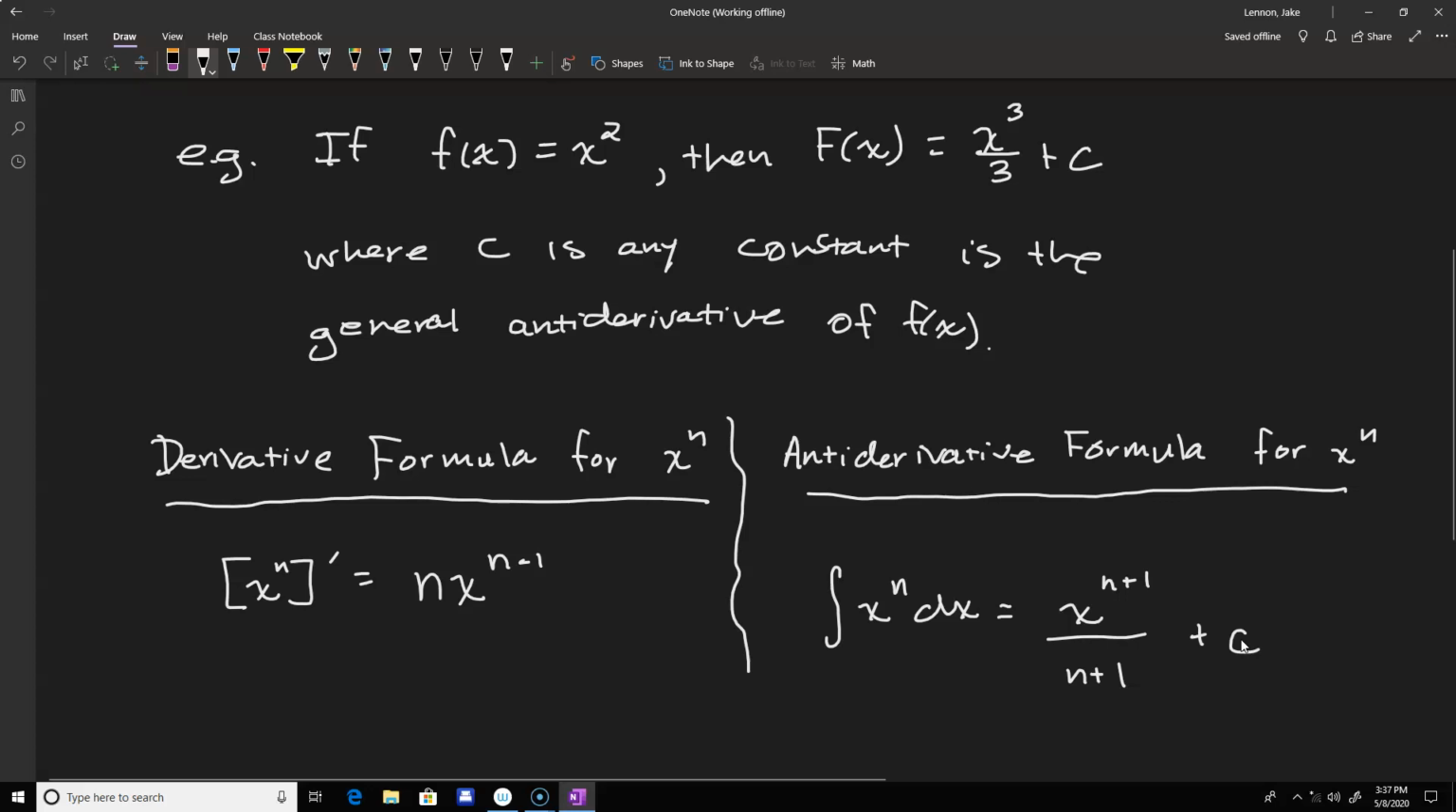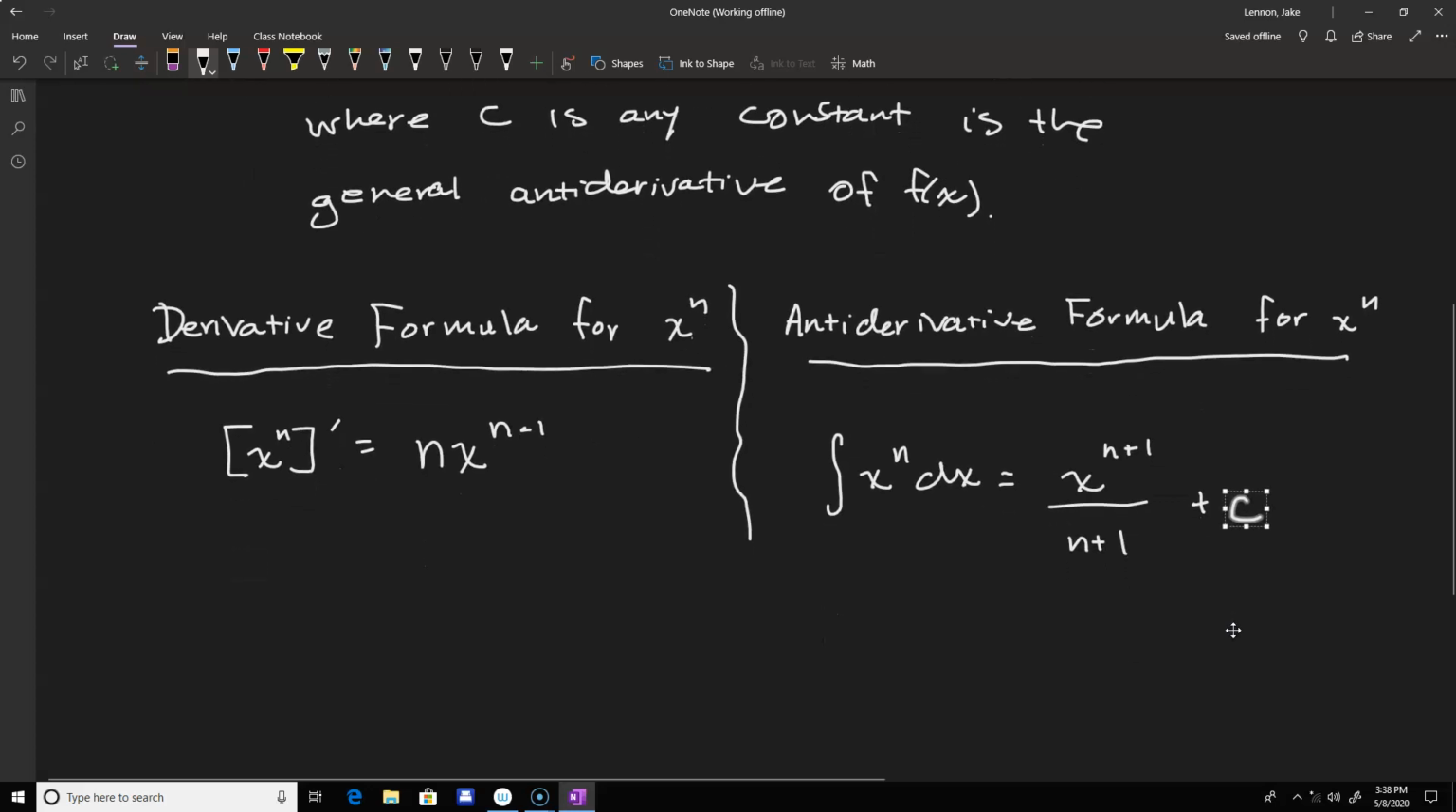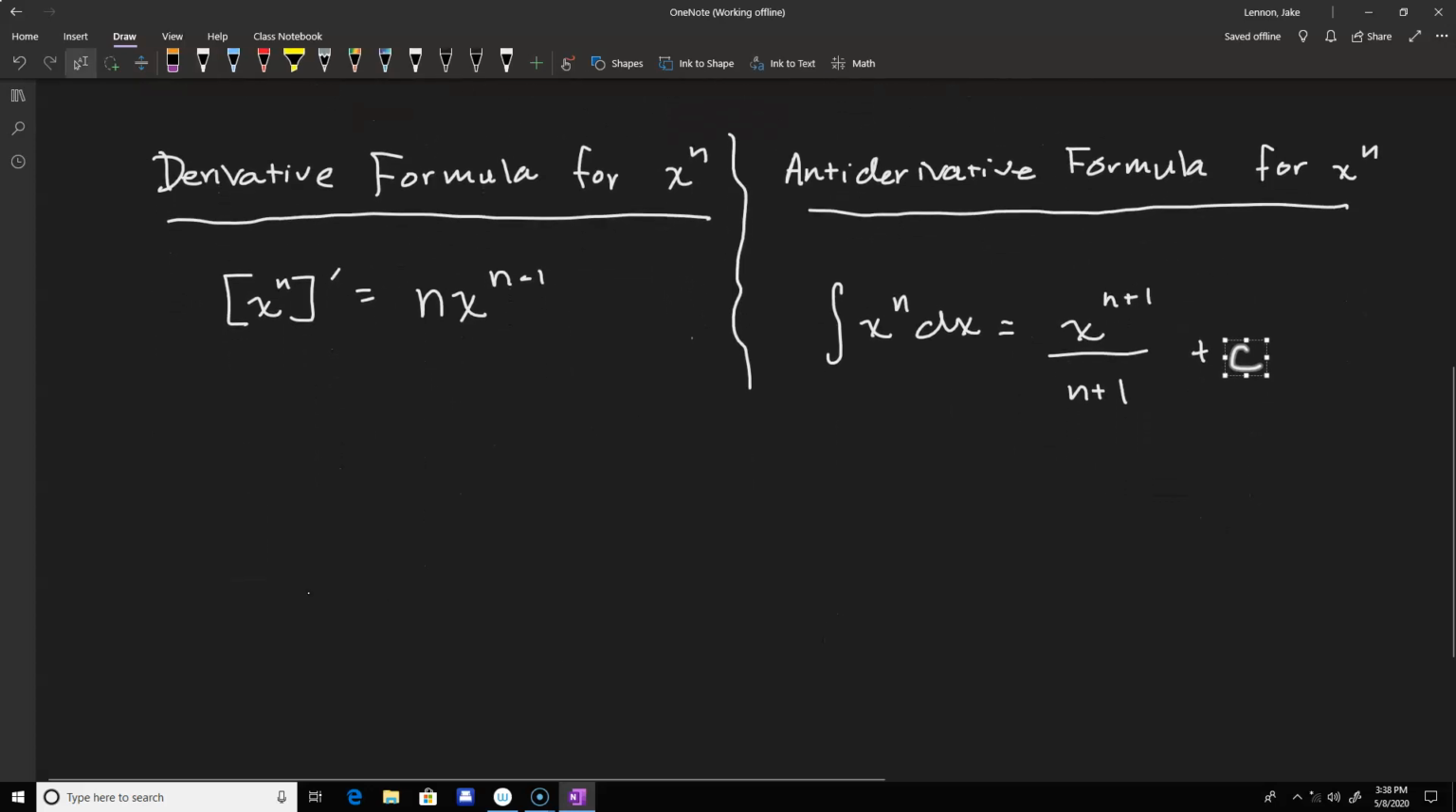So if you look up at the example there, if you did the integral of x squared, we added 1 to the power, and then we divided by 3. So that's why we got x cubed over 3. So let's just make a quick comment on that notation.